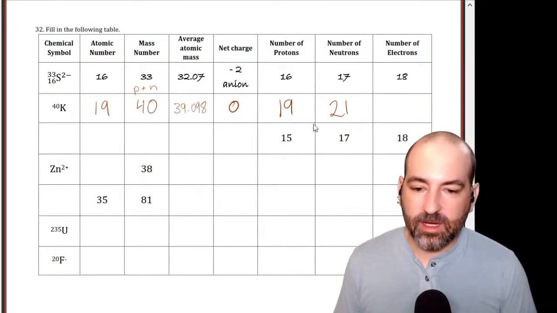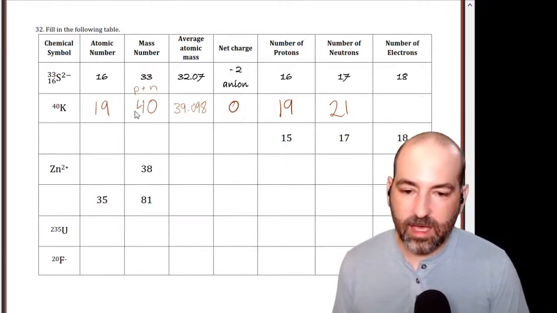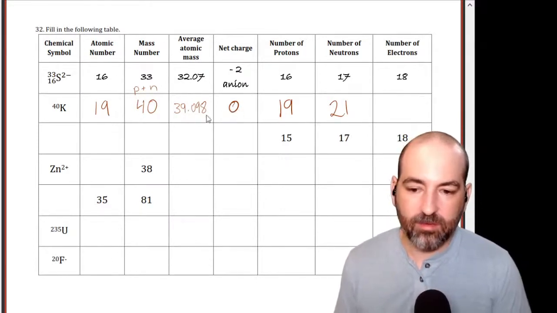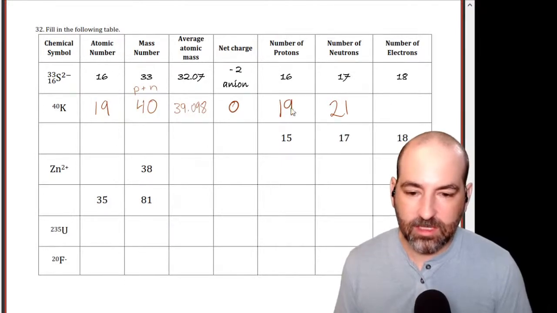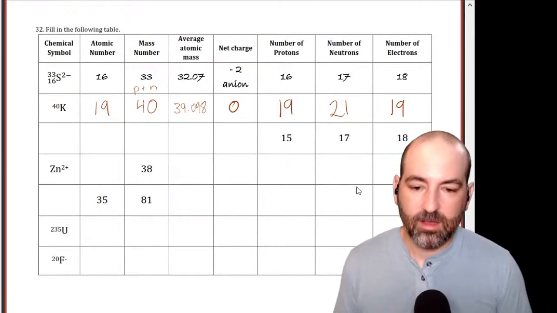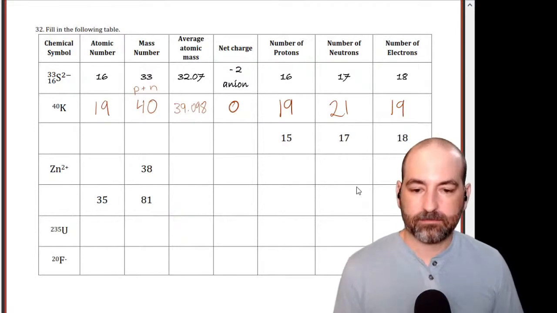And then the number of electrons, well, we have a net charge of 0. So that tells us that we need the same number of protons and electrons. So 19 protons, 19 electrons. That's it.